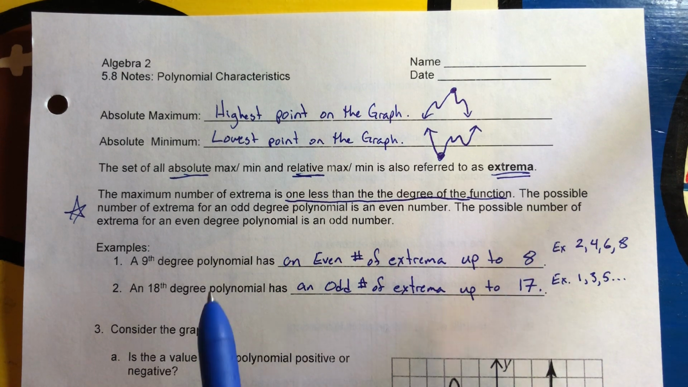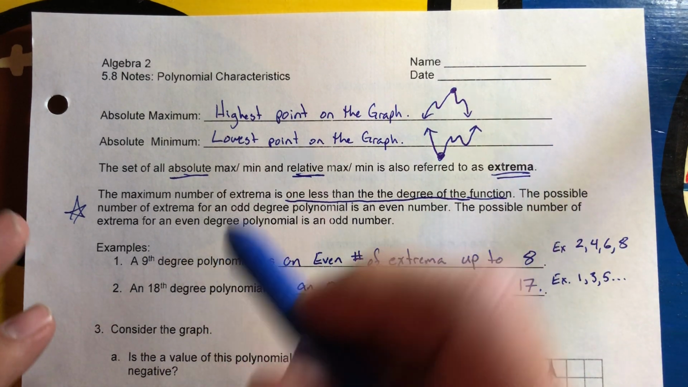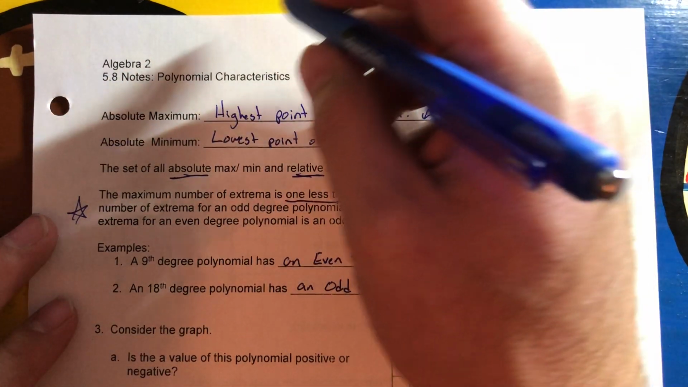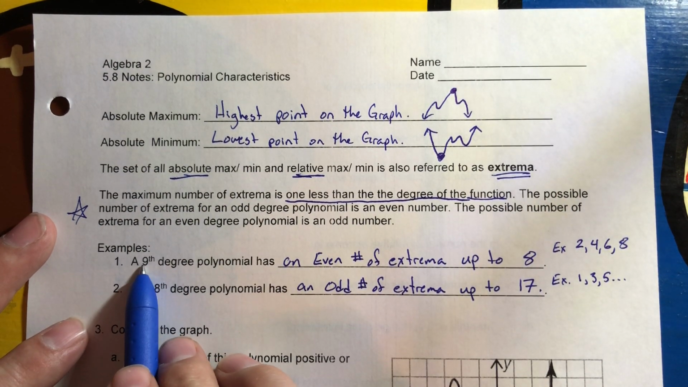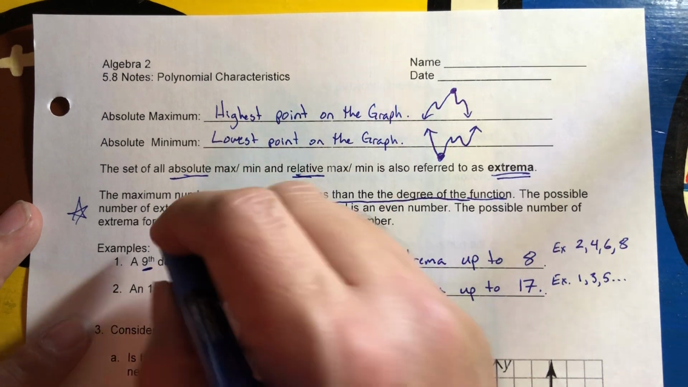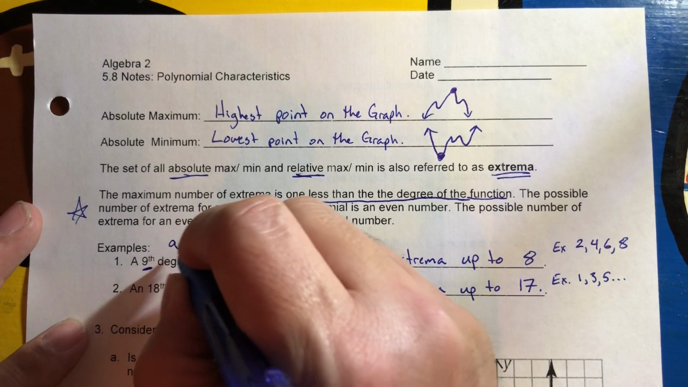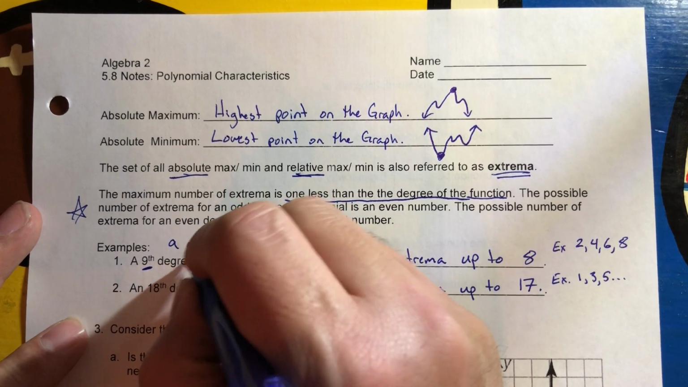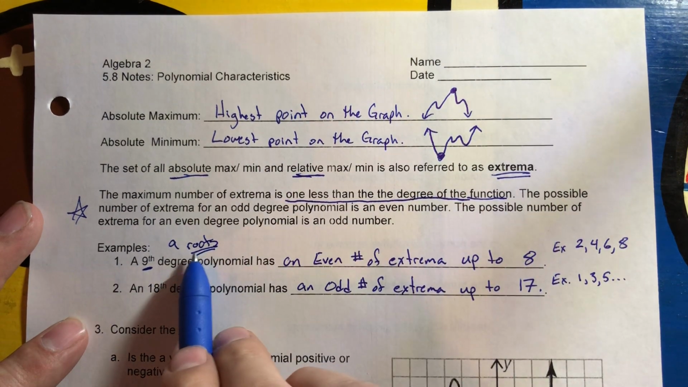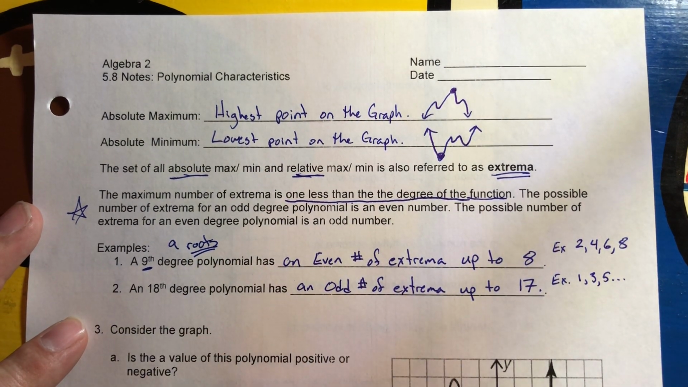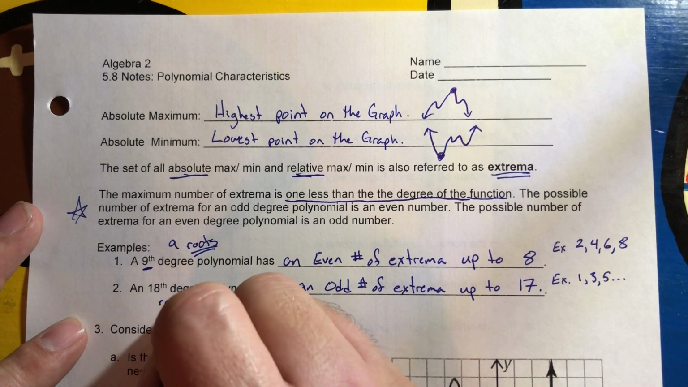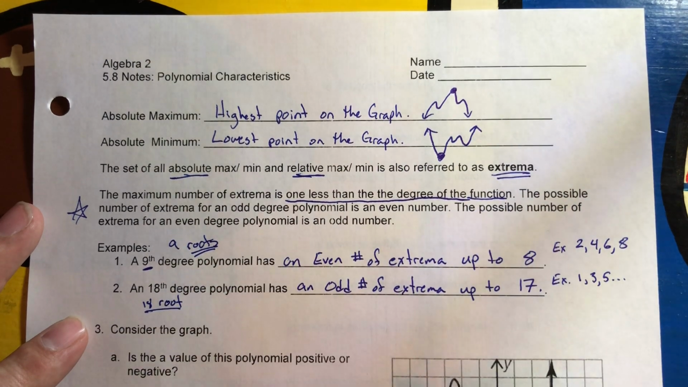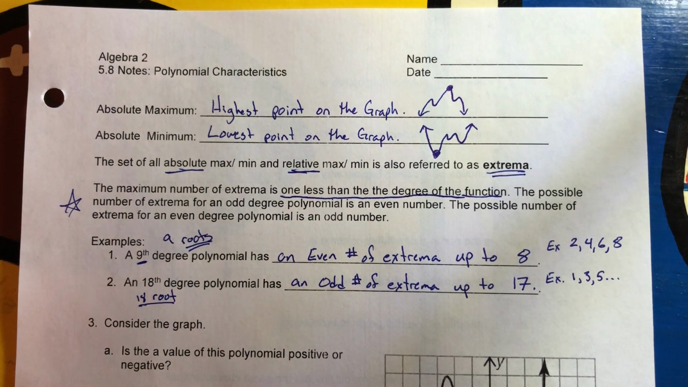Just a little more information, I'll just write it up here. If something has, for instance, a 9th degree, it should have 9 roots. Okay, roots are x-intercepts. Those are different than the extrema. So if it's an 18th degree polynomial, then it should have 18 roots. Okay, all right. So moving on.